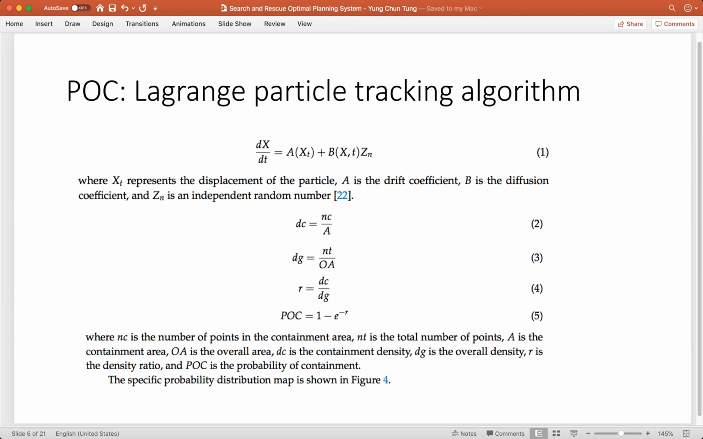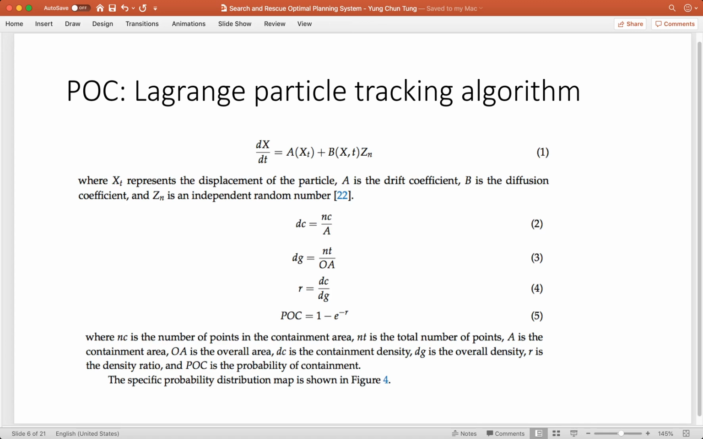So how can we actually do this if we don't have the data to simulate the particle tracks? We use the Lagrange particle tracking algorithms. The B term is the diffusion coefficient, and the C is an independent random number, so we introduce randomness to the particle's position and see how the planner will actually capture this particle or the targets.